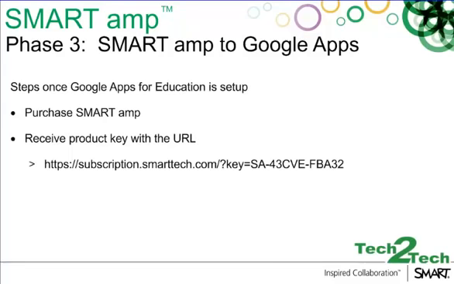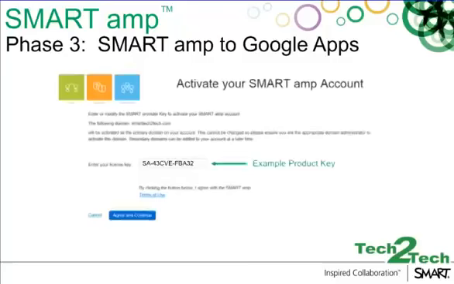The subscriber will purchase Smart Amp and receive an email with a product key for the software, and the administrator of the Google Apps for Education domain will connect them. As the administrator navigates to the Smart Amp URL, they will see a dialog box with the product key. The Smart Amp product key you received is ready. Now select Agree and Continue.